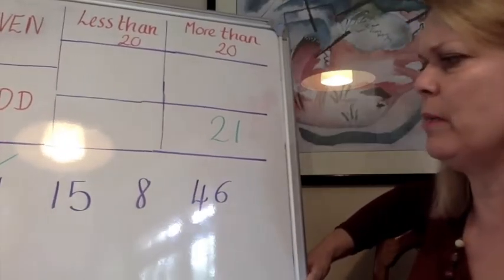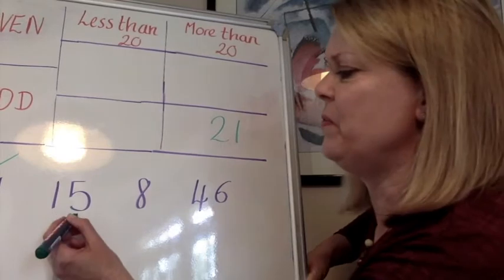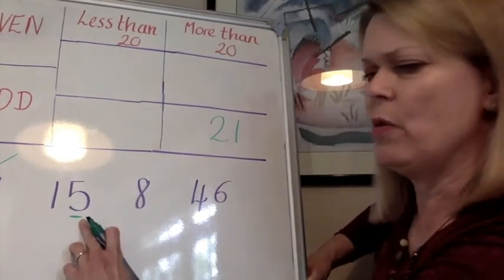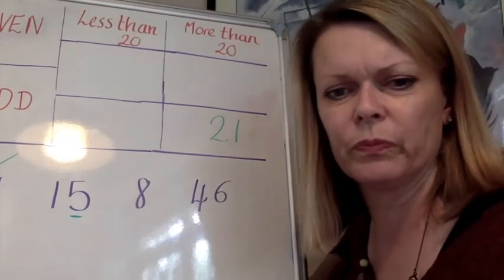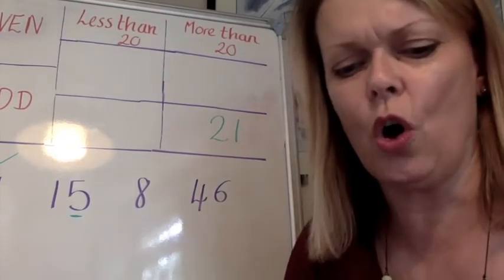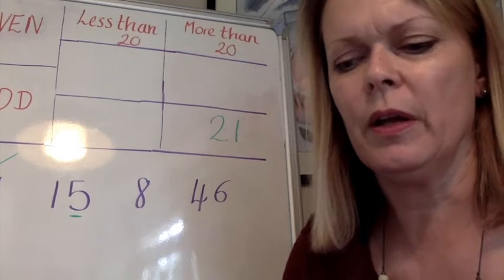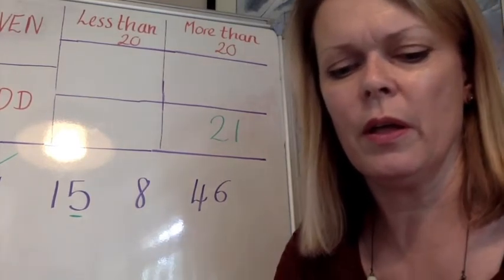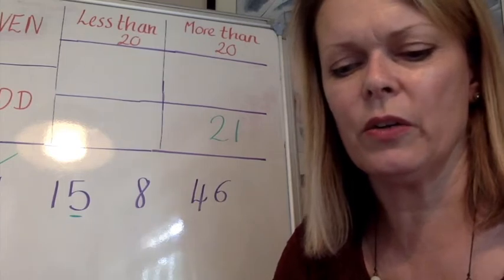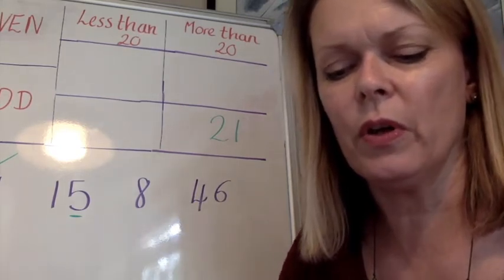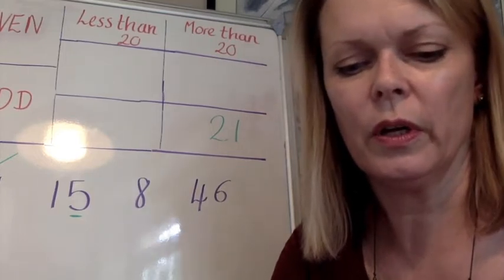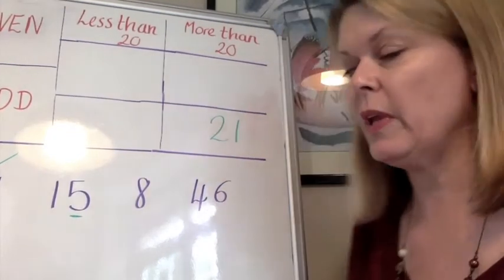Let's have a look at the next number. So the next number is 15. So we know that 15, we know that 5 is an odd number, and we therefore know that 5 needs to go in.